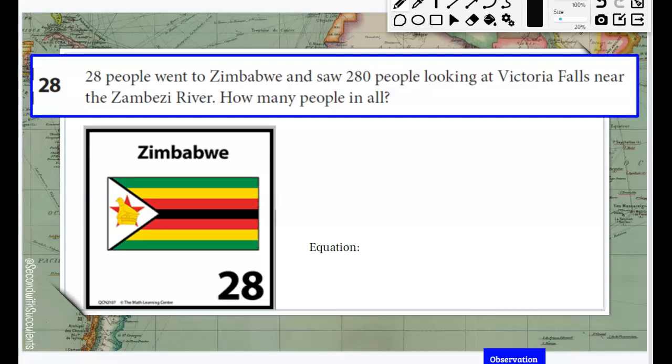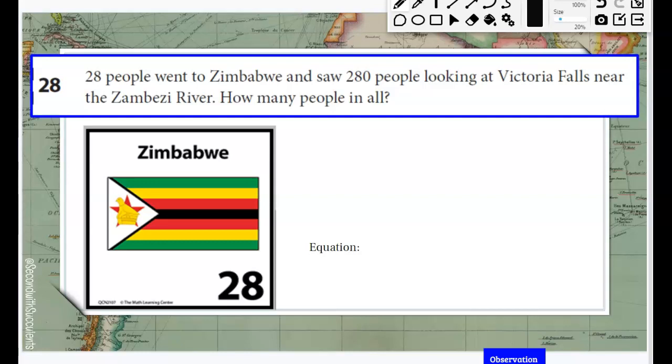28 people went to Zimbabwe and saw 280 people looking at Victoria Falls near the Zambezi River. How many people in all? Your job is to solve this problem in Seesaw.